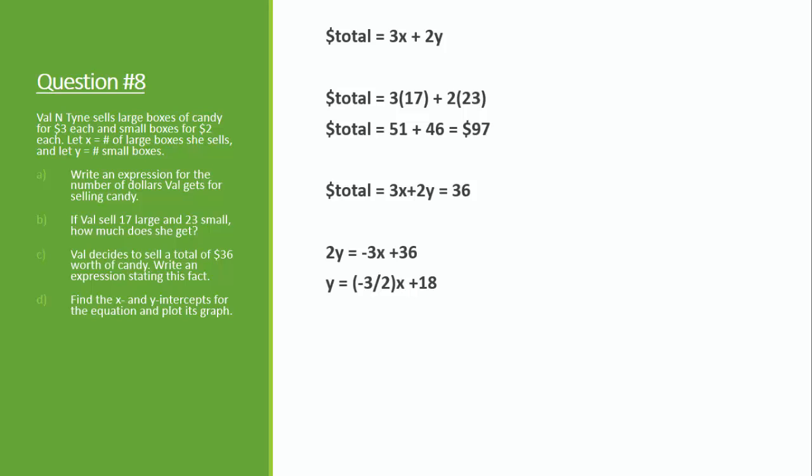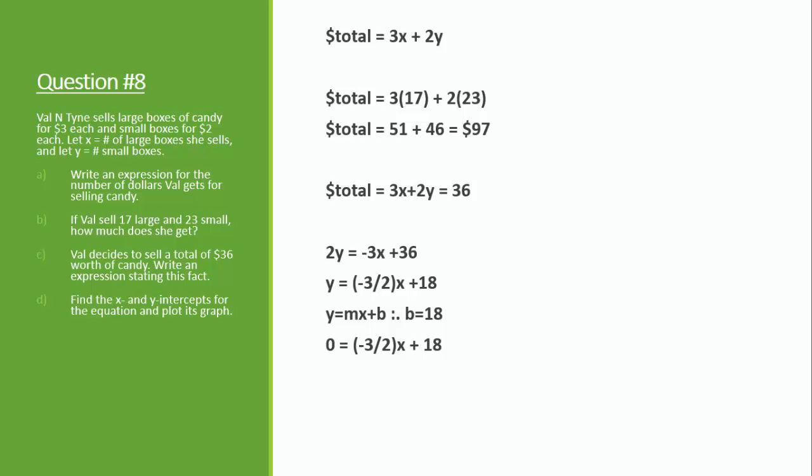Now looking at this, I know that my y-intercept is going to be 18. How do I know that? Looking at y equals negative 3 halves x plus 18, it's in the form y equals mx plus b. In that form, my b is 18. And so 18 is my y-intercept. Remember, the value is going to be 18 when x is equal to 0.